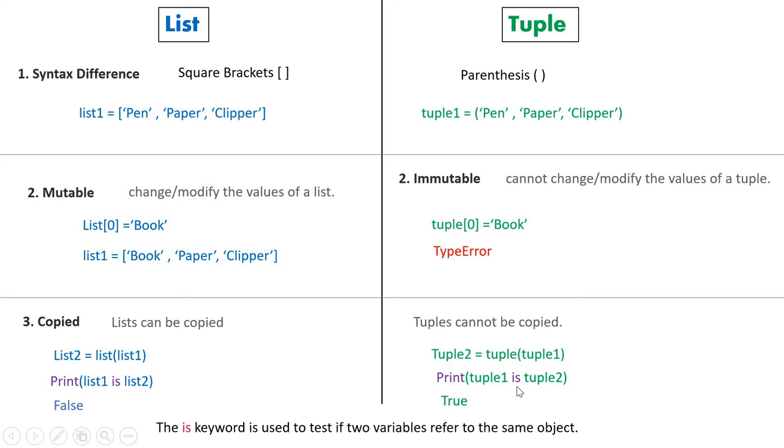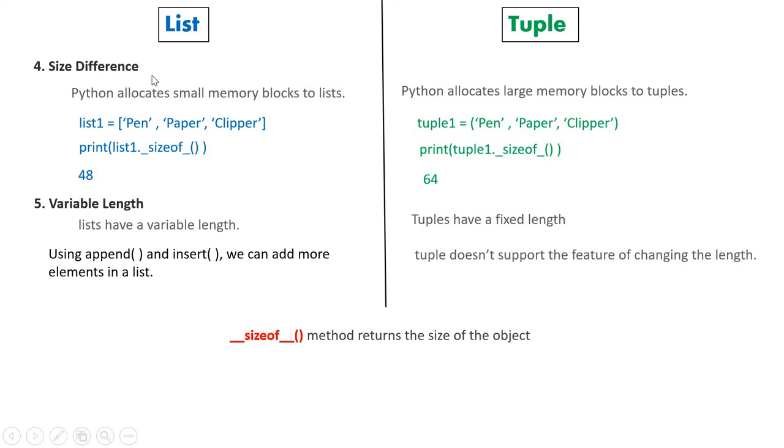And if I use the is keyword inside print for the tuples, print tuple1 is tuple2, meaning whether tuple1 is referring to tuple2, yes, it means both objects are pointing to the same object, right? Okay, so the next difference is the size difference.